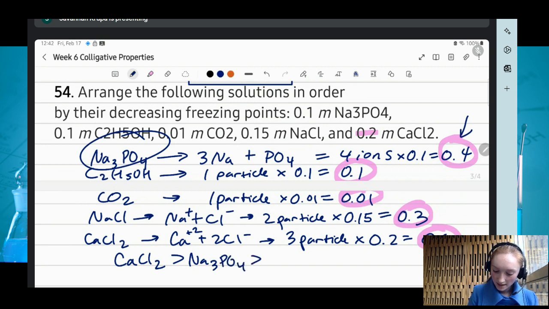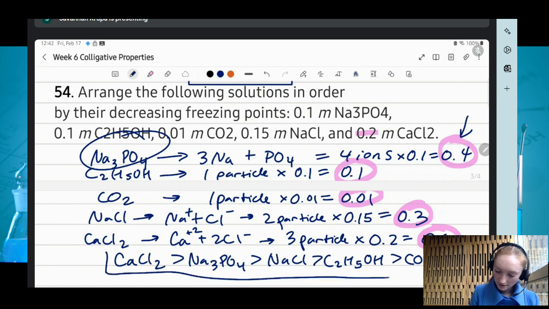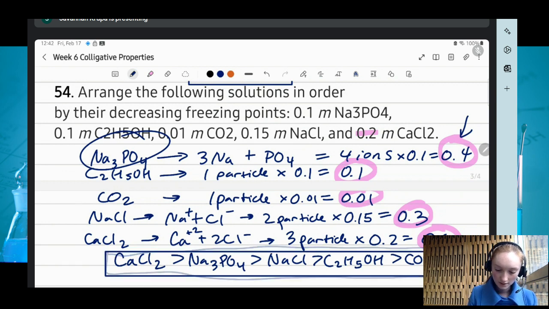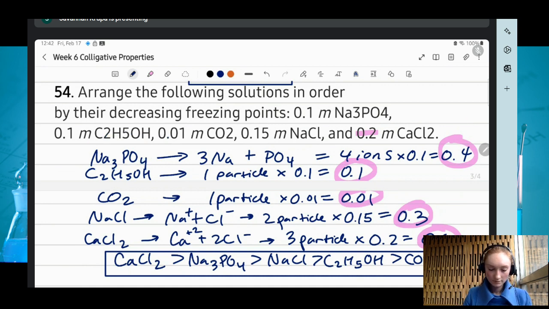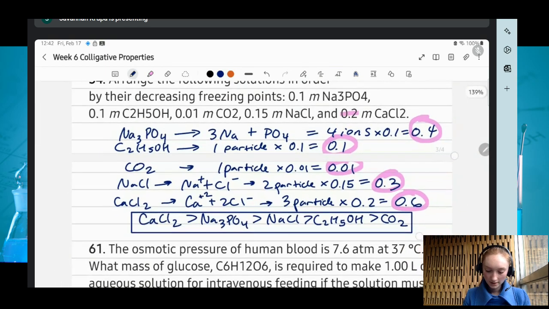And then moving from that is the sodium chloride with 0.3. And then with 0.1, we have the C2H5OH. And then following that, we have CO2. So that is the ranking of the freezing points. And I'll leave that up if you need to look at that.